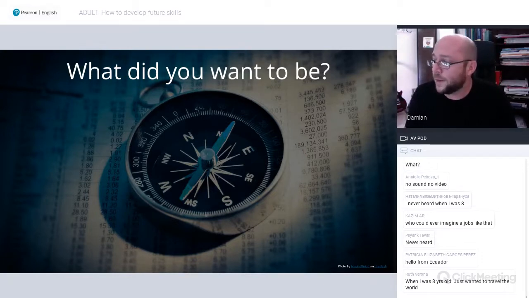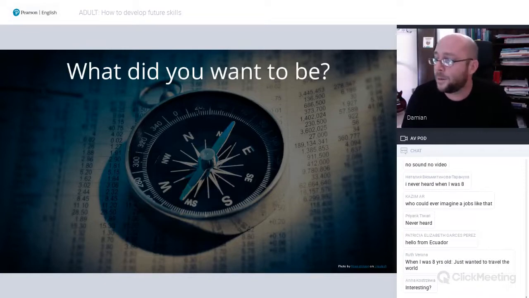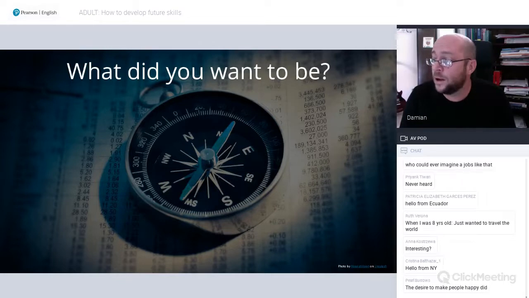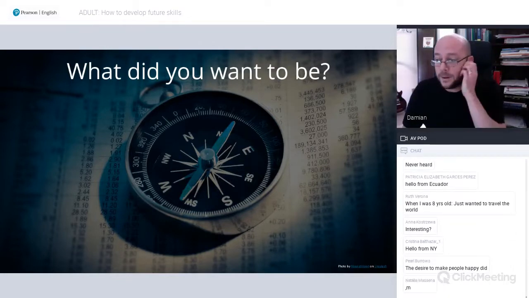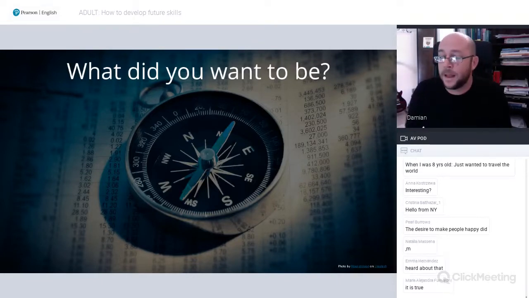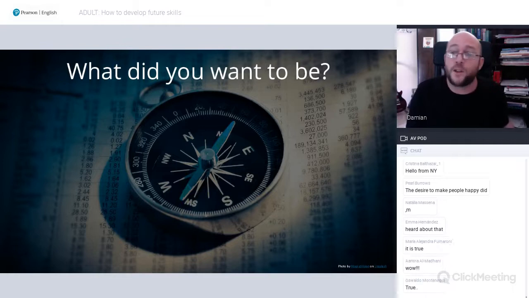Okay, the point I'm trying to make is that a lot of the jobs, and in fact, one popular estimate from the World Economic Forum suggests that 65% of children today will end up doing jobs in the future that don't exist now. So how can we prepare students for the future? Well, this is where future skills come in.